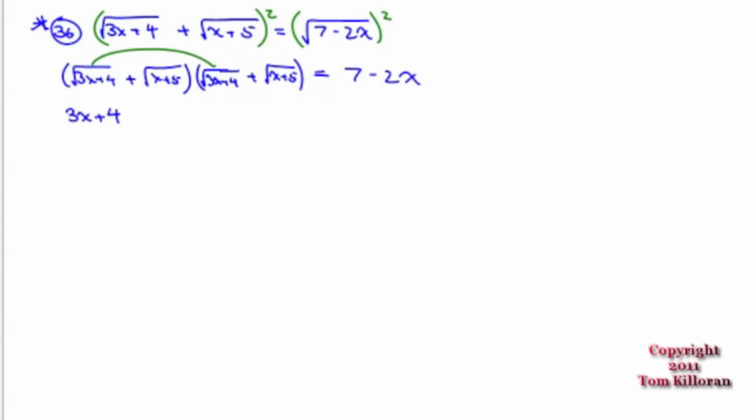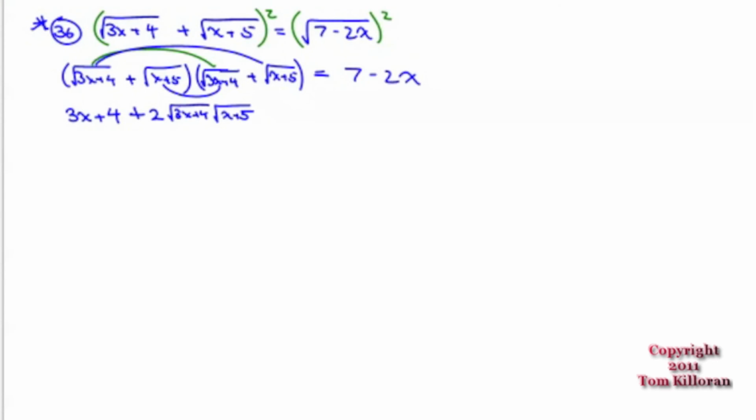Now if we do outer, we get the square root of 3x plus 4 times the square root of x plus 5. And if we do the inner, we get the exact same thing. That's where we get 2 of them. I'm going to leave it alone like this: plus 2 square root of 3x plus 4 square root of x plus 5. You can put them under the same square root, but I want to keep them separate. Otherwise it gets a little messy.